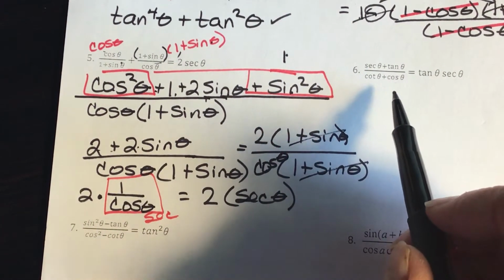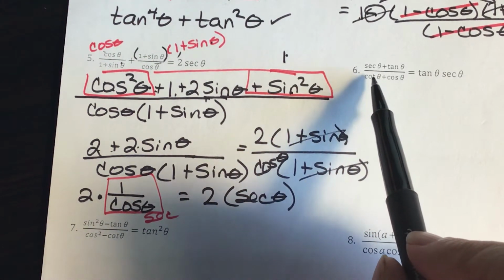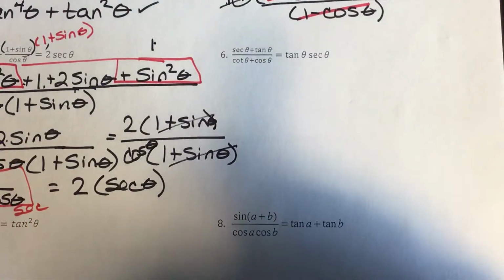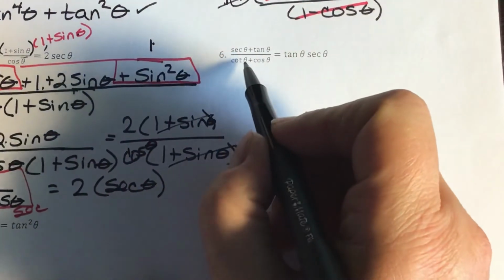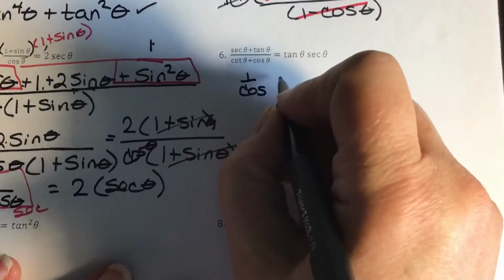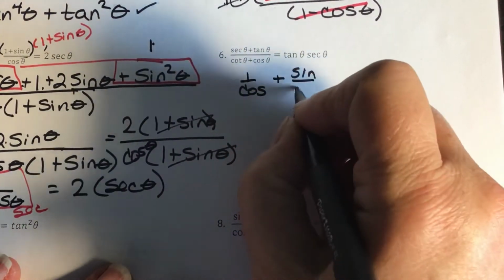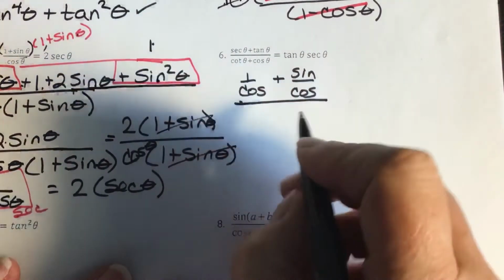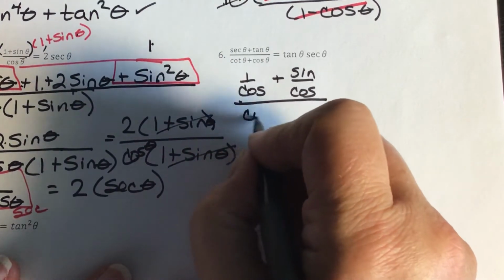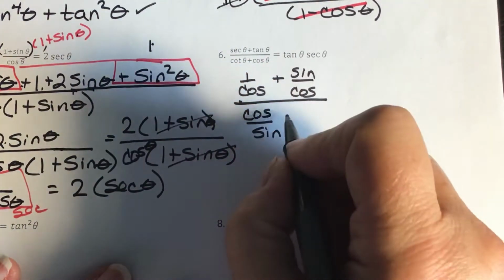Number 6. Here I've got lots of secant, tan, cotangent. Let's put this in terms of sine and cosine. So secant would give me 1 over cosine. And tangent is sine over cosine. Then on the denominator, I have cotangent, which is cosine over sine, and then plus cosine.